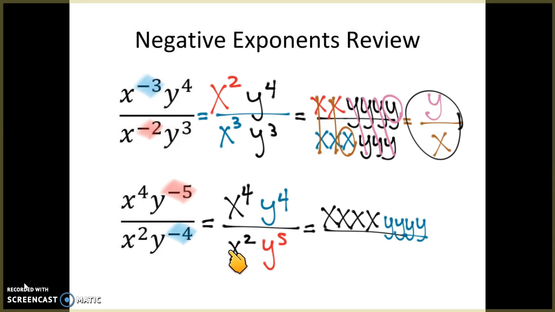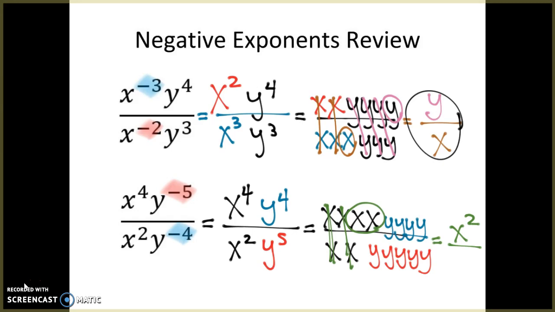And then I go to my denominator, I have x squared, so that's x times x. And then I have y to the fifth power, and so that's y times y times y times y times y. We look at what can we eliminate. If there's 4 x's in the numerator and there's 2 x's in the denominator, I can eliminate 2. And that means I'm left with 2 x's in the numerator. And so when we put that together, it's x squared.